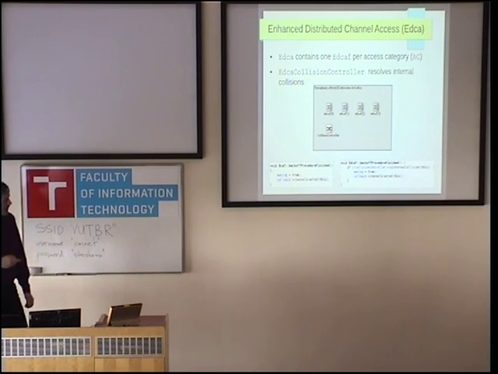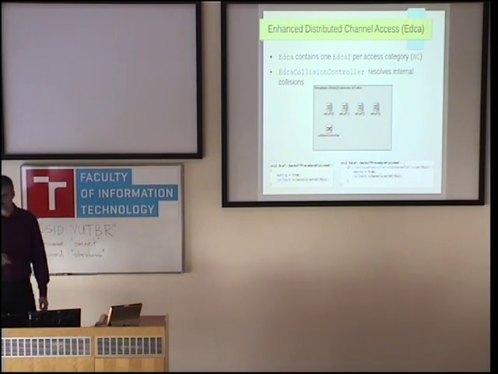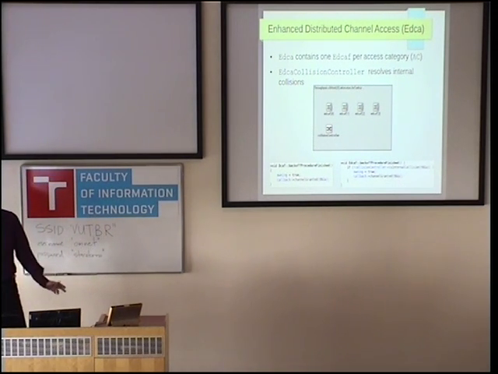So we have to resolve that, and you can see the difference between the DCF case. Whenever the backoff procedure finishes in the DCF case, the channel is immediately granted for the coordination function. But in the EDCA case, which is part of the QoS hybrid coordination, we first have to check whether there's an internal collision, because if there's one, then there's no channel granted.